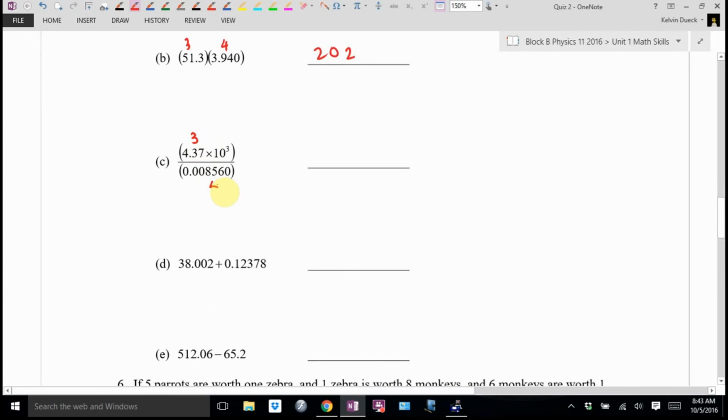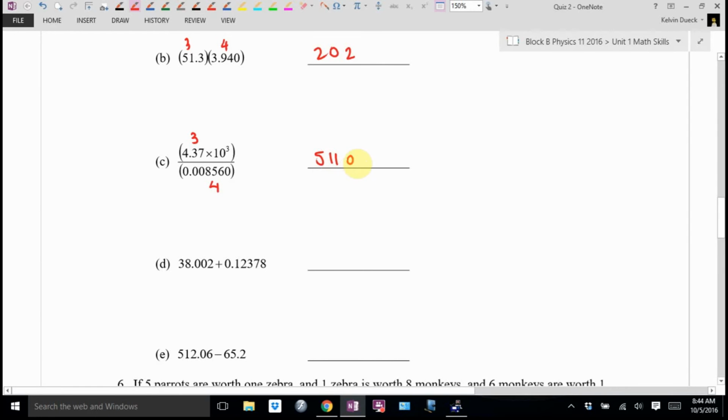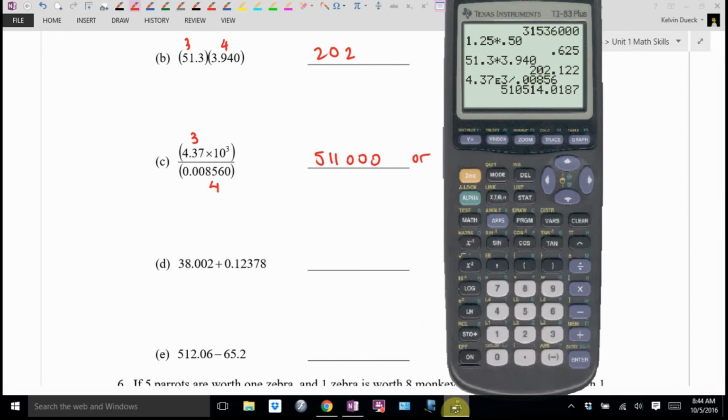3 sig figs, 4 sig figs. I'm going to go to 3 sig figs. 4.37, scientific notation button 3 divided by 0.00856. I probably don't need to type that last 0, do I? 3 sig figs. Right there. Is it going to stay at 0 or become a 1? So I would take 511,000, or this is probably around where some people started writing in scientific notation, to the 5th. Yes? Let me double check. Yeah.